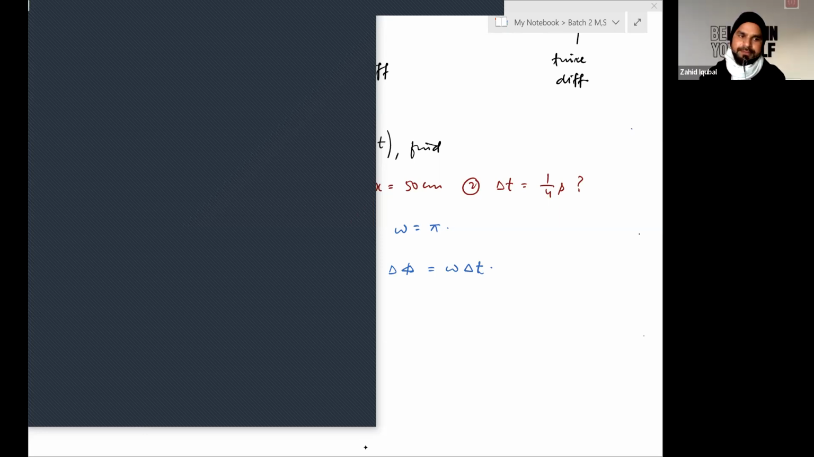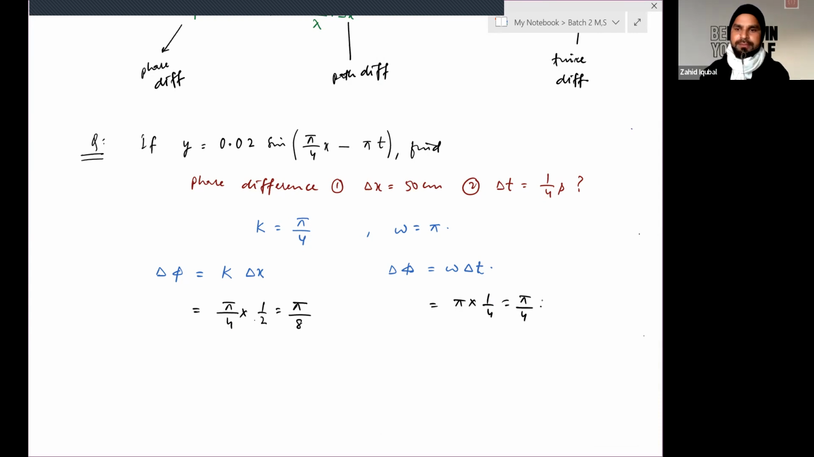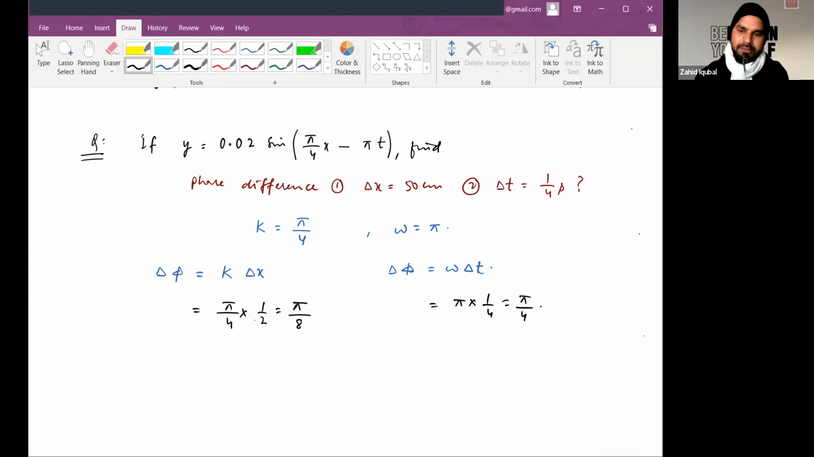Okay, try to find the second part. Okay, we have pi by 4 and delta x 50 centimeters, so it will be 1 by 2. So it will be pi by 8. Omega, we have pi and time is 1 by 4, so it will be just pi by 4. So this is how we can find phase difference with respect to time difference and path difference. You only have to remember the formula, nothing more.